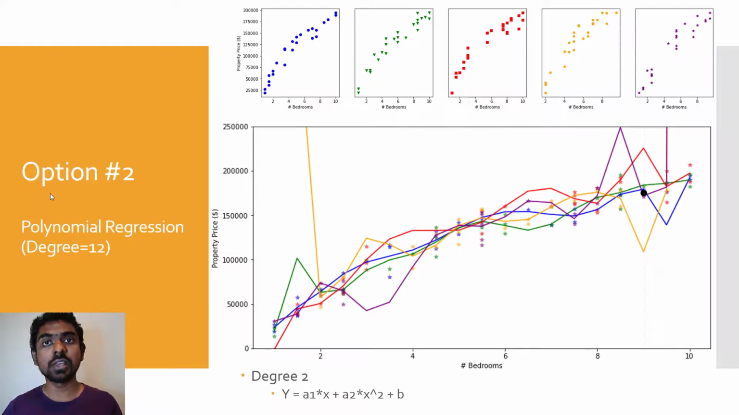Next, let's look at the other extreme. Let's fit a polynomial regression model with a degree of 12. What does the degree mean? For example, if you take a second degree polynomial with one feature x, then the polynomial equation for that would look like this. y equals a1 multiplied by x plus a2 multiplied by x squared plus b. Like that, if you extend it to a degree of 12, you will get a very complex equation. And that's what's happening here.